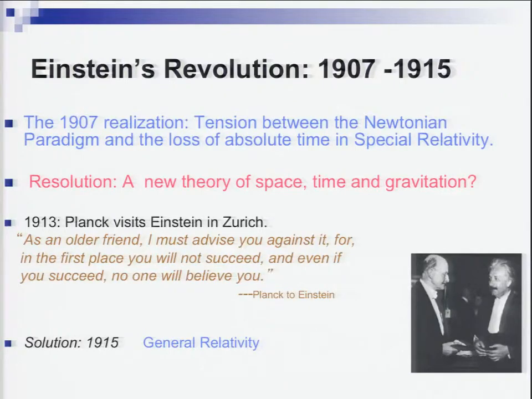And Max Planck's response to that was, as an older friend, I must advise you against it. For in the first place, you will not succeed. And even if you did succeed, no one will believe you. And this is coming from Max Planck, not some random person. It's a senior physicist. So this shows how ahead of time Einstein was, how even leaders in physics were completely unaware of it. But fortunately for us, Einstein persisted, and 2 years later discovered general relativity.